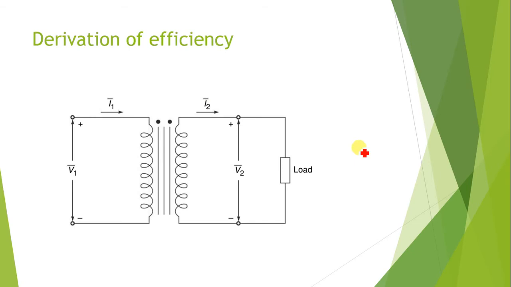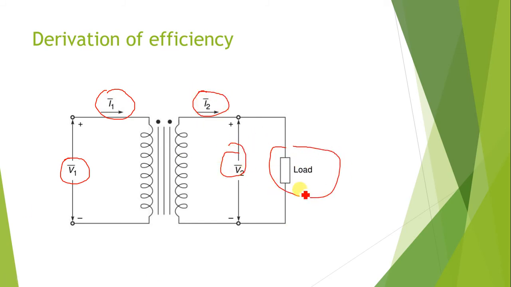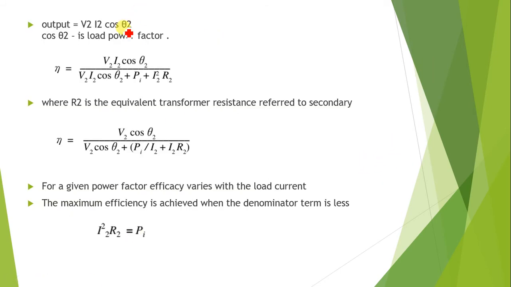For deriving efficiency, we will consider this transformer which has V1 as the primary voltage, I1 as the primary current, I2 as the secondary current, V2 as the secondary voltage, and a load Z. Let us consider this as Z2. Here the output power is nothing but V2 I2 cos phi 2, where cos phi 2 is the power factor.